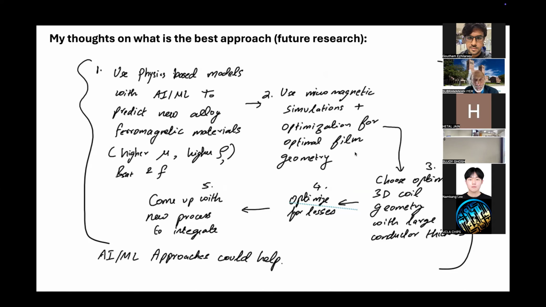So use physics models to predict new materials, then use micromagnetic simulations to optimize the film geometry as well as structure. By doing that, you optimize the built-in field so you can push the frequency and so on. Then choose optimal 3D coils. And here is where a lot of these inverse design concepts can come in, because you have some targets and you can use inverse design approaches to figure out what the optimal coil geometry would be. Then you do this entire optimization to figure out the best optimal inductor with the material that you have designed, as well as the coil geometry and so on.